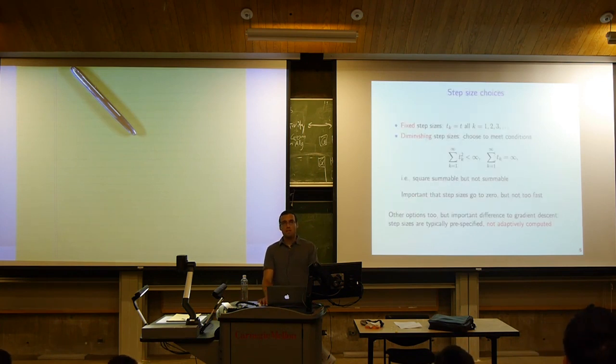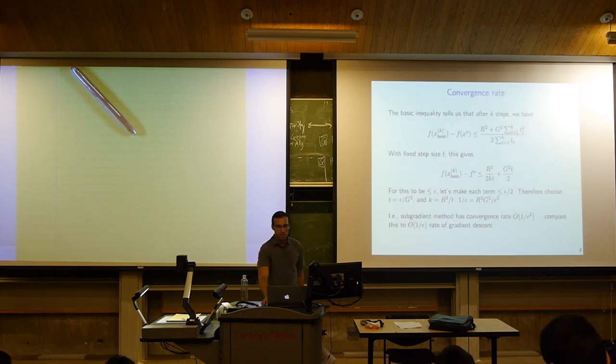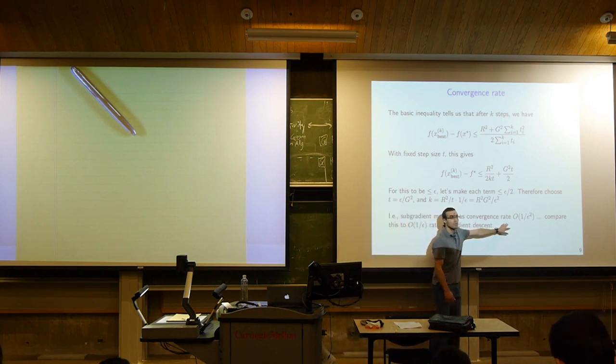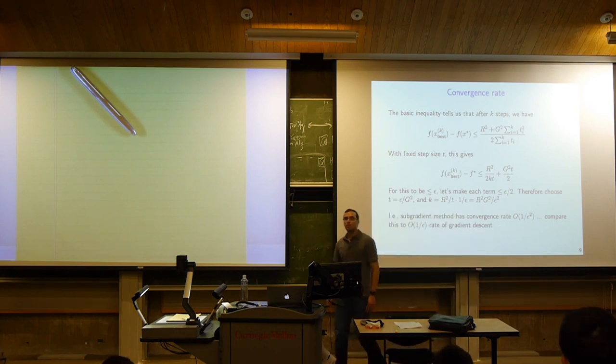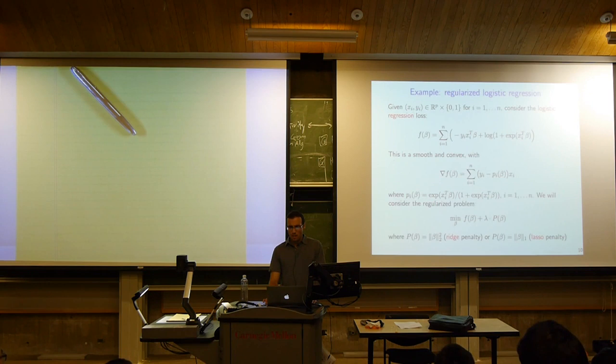Just to remind you, the step sizes of a subgradient method are typically chosen to be either fixed or diminishing. There's not really a general analogy to something like backtracking line search. And the convergence analysis is quite different. It led us to the conclusion that the subgradient method converges at the rate 1 over epsilon squared to get an epsilon suboptimal solution, compared to gradient descent, which had a convergence rate of 1 over epsilon. Okay, so it was quite a bit slower in that regard. And we saw that through an example as well.